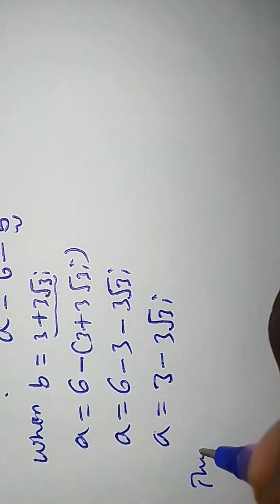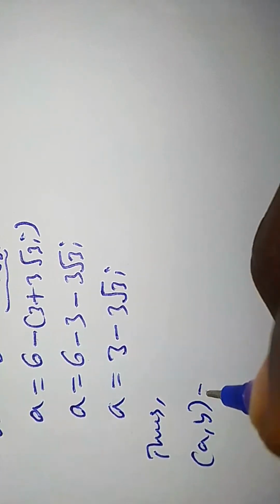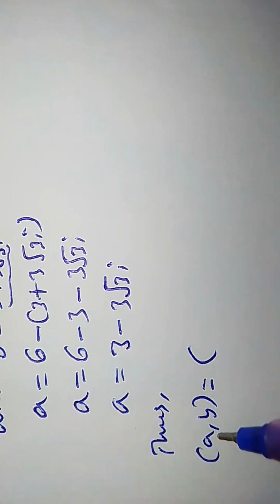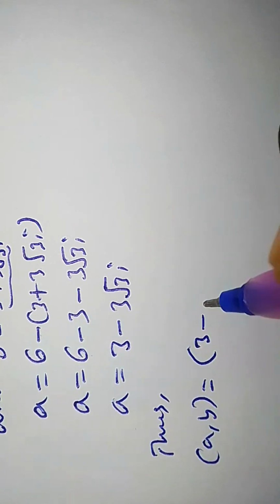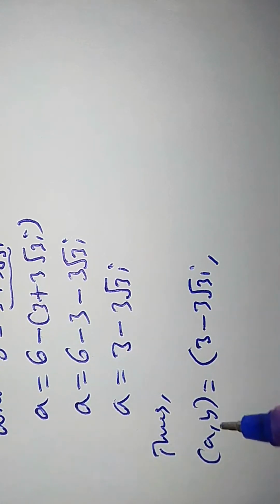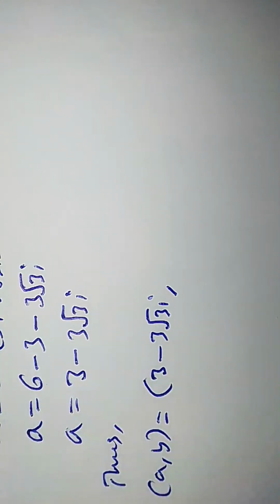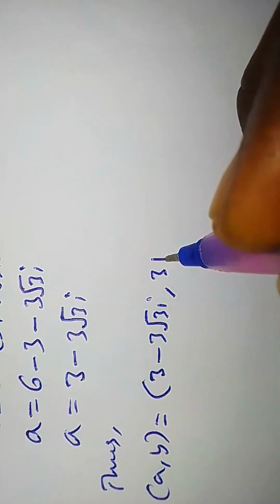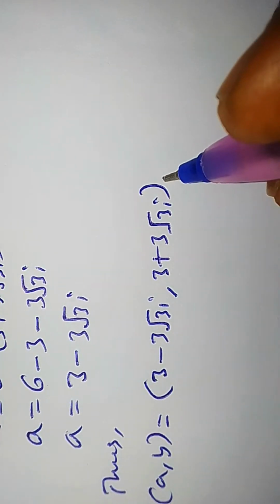Thus, the first solution, a comma b, is equal to, what is a? a is 3 minus 3 root 3i, comma, and the value of b is 3 plus 3 root 3i. This is the first solution.